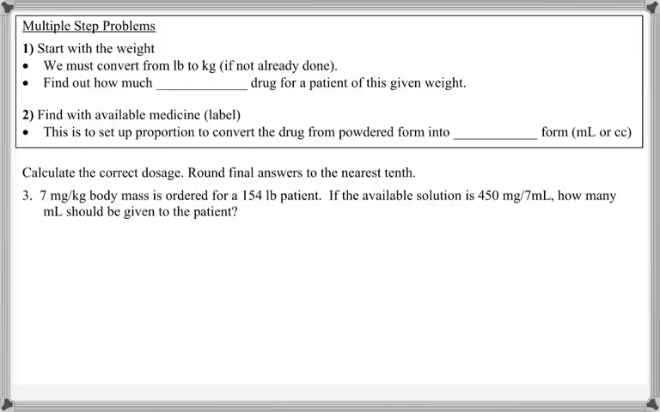This chapter has many multi-step problems, and there's a lot that is going on in these problems. So it's going to be really important to organize the information and do things in the correct order. So the first thing we need to do is start with the weight, and we need to convert from pounds to kilograms if not already done. So sometimes they will provide the weight already in kilograms, and you don't need to divide by 2.2. So that's something very important to be on the lookout for.